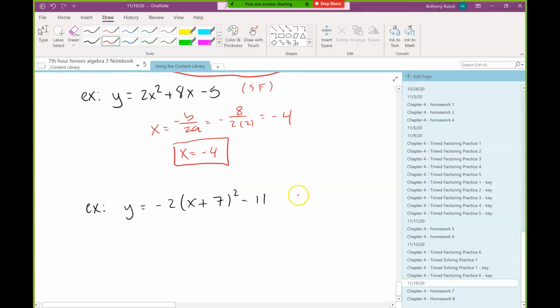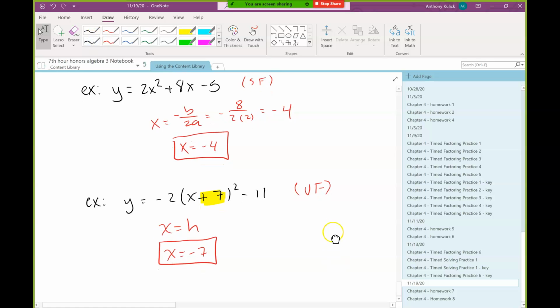So the next example, we recognize that this is vertex form. So we'll use the equation x equals h. Remember that the h is the opposite of whatever that value is. So just x equals -7. And we're done. That was lovely.